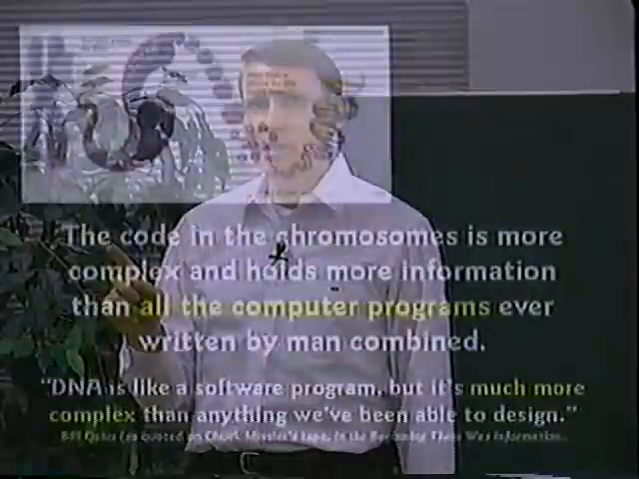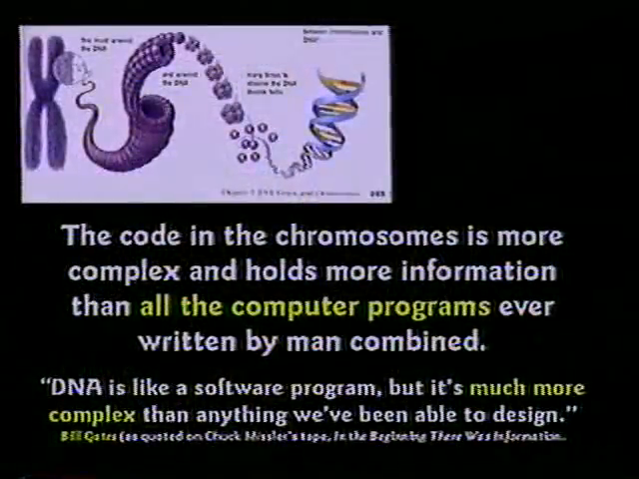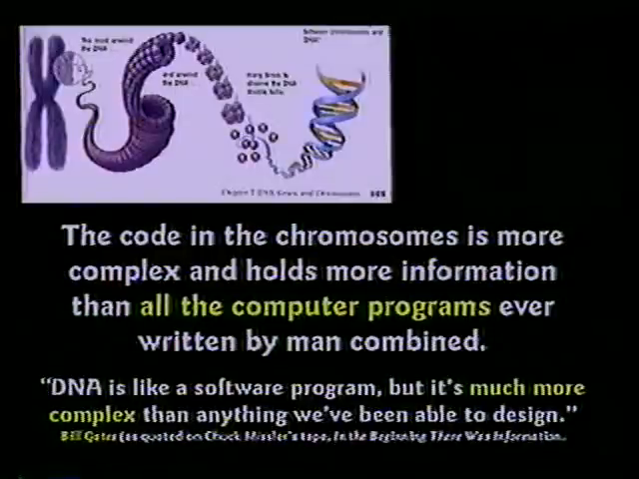But the genetic structure is incredibly complicated. They say that the code in the chromosomes is more complex and holds more information than all the computer programs ever written in the history of humanity combined. Incredibly complicated. Bill Gates, founder of Microsoft, said DNA is like a software program, but it's much more complex than anything we've been able to design.